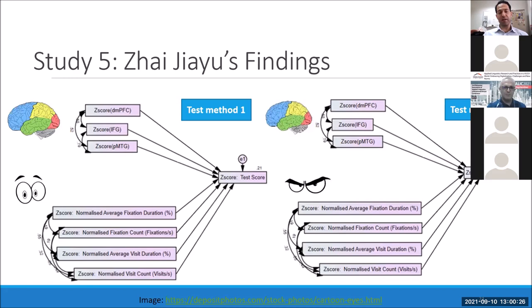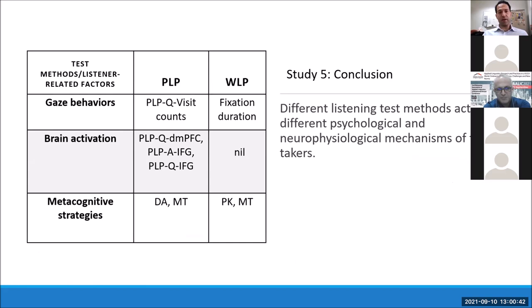So she wanted to look into, again, test method, WLP versus PLP. It's the same data, but she added in metacognitive strategy indices as well. And she found that, again, PLP and WLP are predicted by very different processes. For example, PLP, as we expected, is predicted by gaze behaviors, brain activation in the three regions that I mentioned before, and only two metacognitive strategies, whereas WLP is not predicted by brain activation, meaning that PLP seems to activate the brain significantly more than WLP. And we took that as the amount of cognitive load, which is higher in PLP versus WLP.